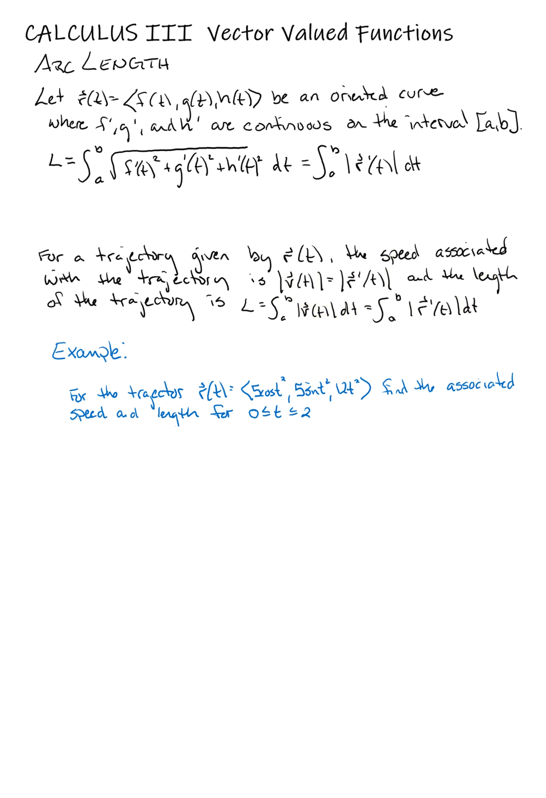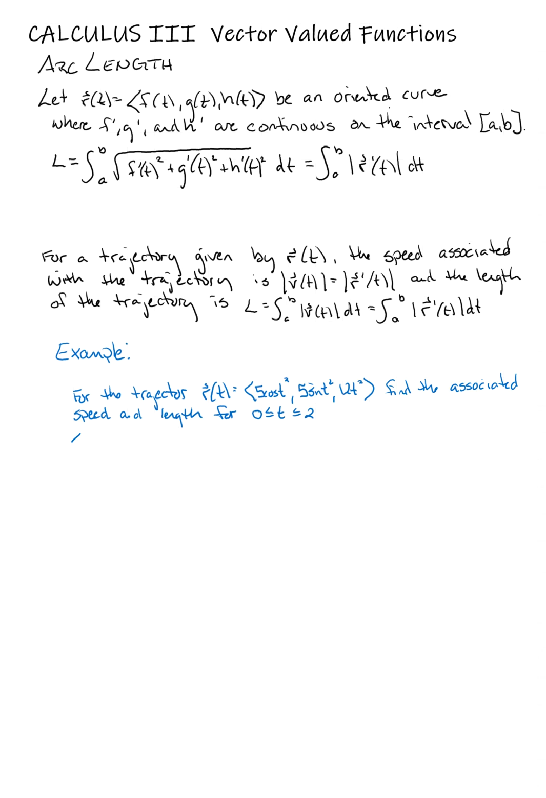Let's try an example. So here we have the trajectory r of t is equal to the components 5 cosine t squared, 5 sine t squared, and 12 t squared. We want to find the associated speed and length when t goes from 0 to 2. Okay, so to begin with, we already have r of t. Let me just jot that down. I want to make sure you notice that for these, it's the t value that's squared, not the sine or the cosine functions, just the t value.